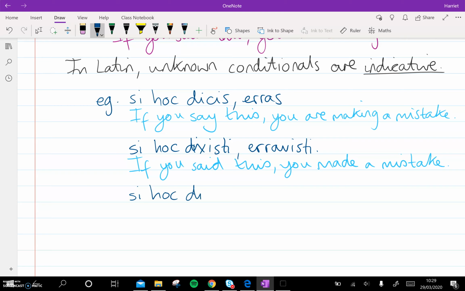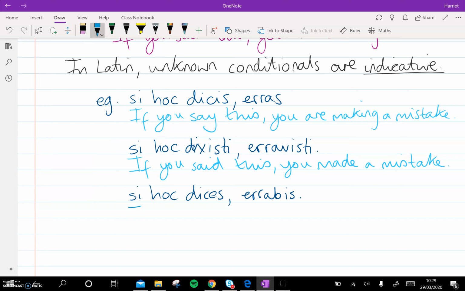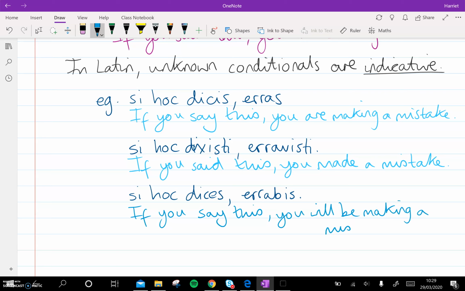Si hoc dices errabis. So you can see both those verbs are in the future tense, but we're not going to put that first one into the future because it would sound weird. So instead we're going to say, if you say this, you will be making a mistake. Or you will make a mistake, will be fine. Okay.